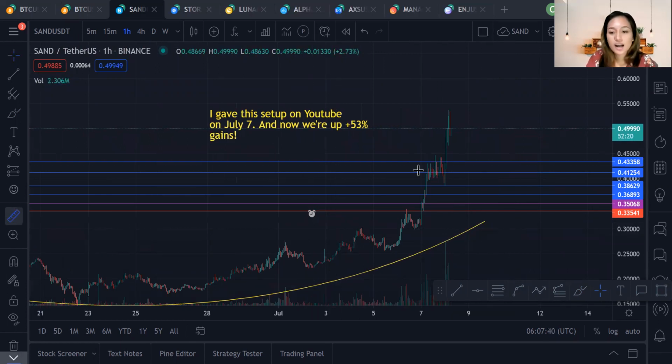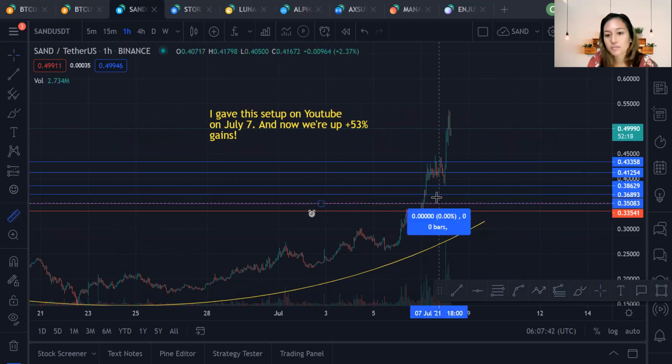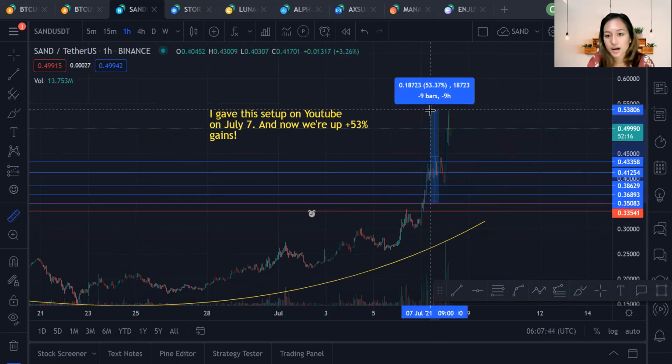So let's measure how much we've gained from this setup. Here, we can see 53% gains just yesterday. That's just a one day gain. So 53% in a daily trade, or in one day, is a very good profit. That really pumped so hard.